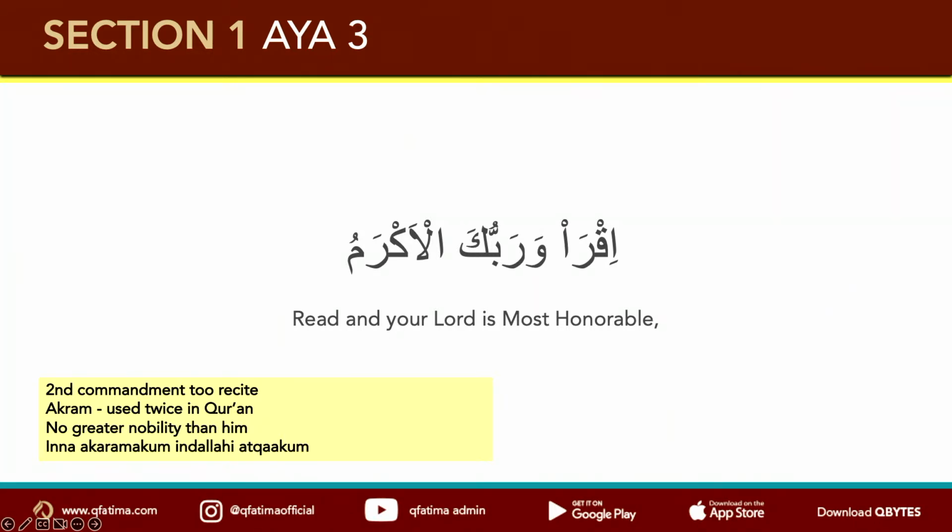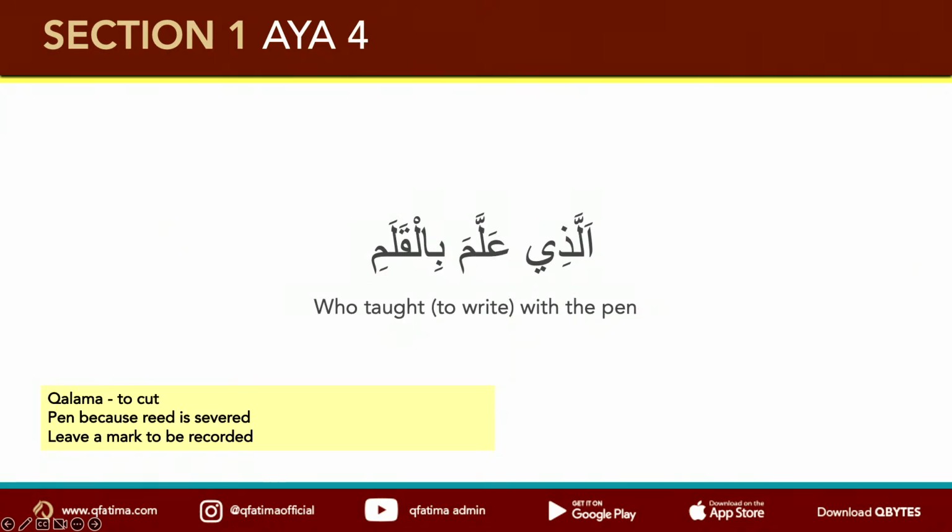So basically what he's saying here is that you're attached to the greatest university in the world, which is the University of Divinity. And therefore, if you want to have karama, which is honor, that's the only way to get it. Okay, we'll talk about it a bit later. Alladhi allama bil qalam. He taught with the pen.